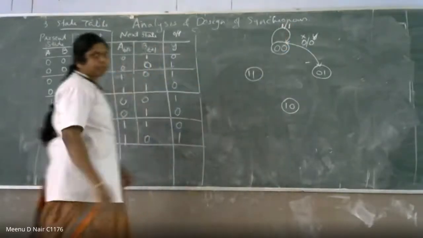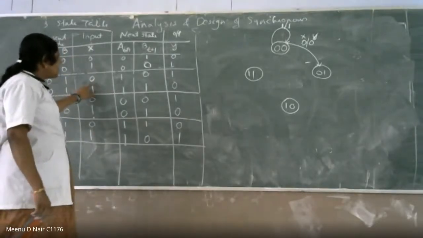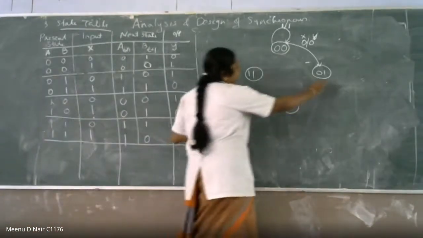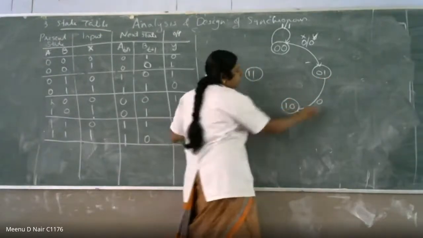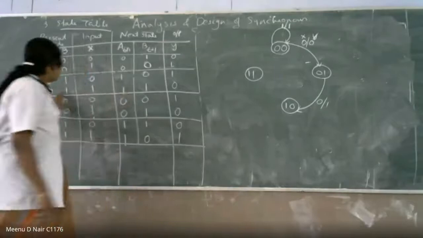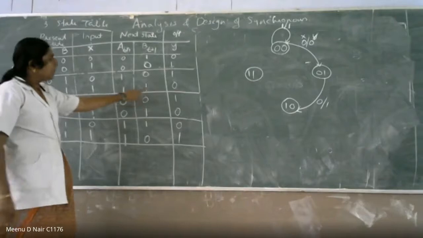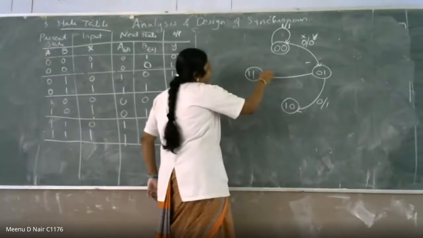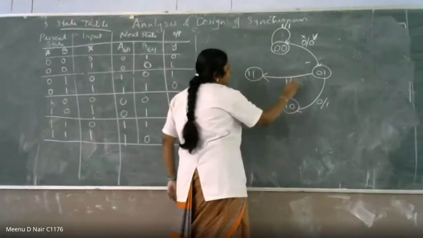Is that okay? Then what about 0, 1? If you are giving input as 0, it will be moved to the next state 1, 0 with an output 1. Okay, when 0, 1, if you are giving an input as 0, it will be moved to 1, 0 with an output 1. Then what is the second case? 0, 1. If you are giving 1, it will be moved to 1, 1 with an output 1.